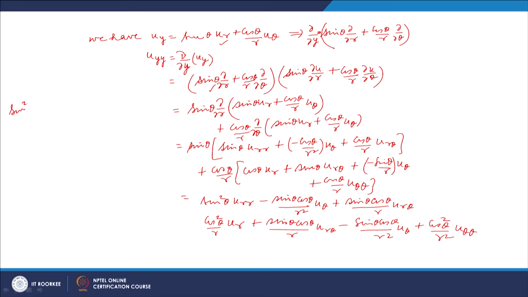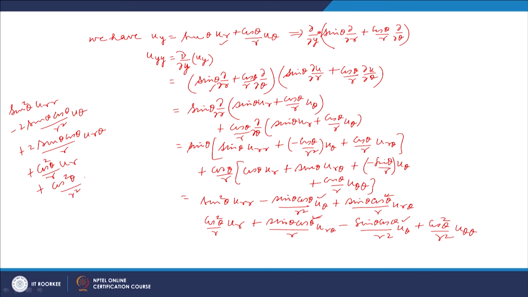So what do we get? sin square theta u r r minus 2 sin theta cos theta by r square u theta, taking this one and this one, and then we take this and this, so we get 2 sin theta cos theta by r u r theta. We get cos square theta by r u r, and then we get cos square theta by r square u theta theta. So this is the value of u y y.